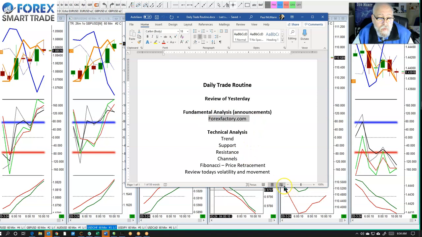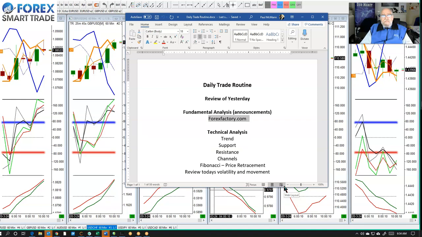Then we want to take a look at what the news is. And now with the coronavirus, the way the coronavirus impacts the stock market and the currency market are different. The stock market is driven by earnings and expectations of earnings. And when businesses can't operate, their projected earnings go down, and subsequently their stock prices go down.